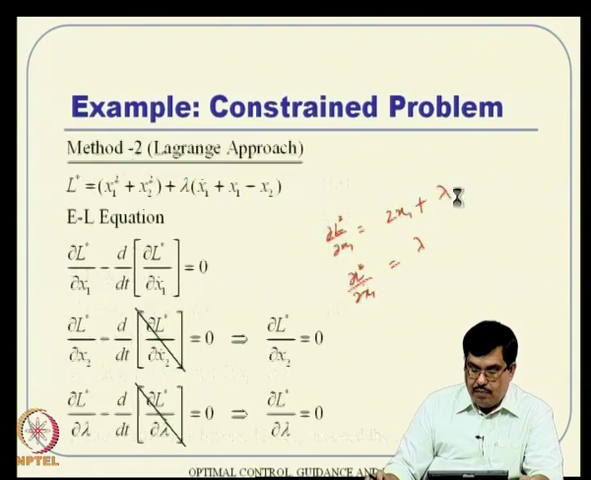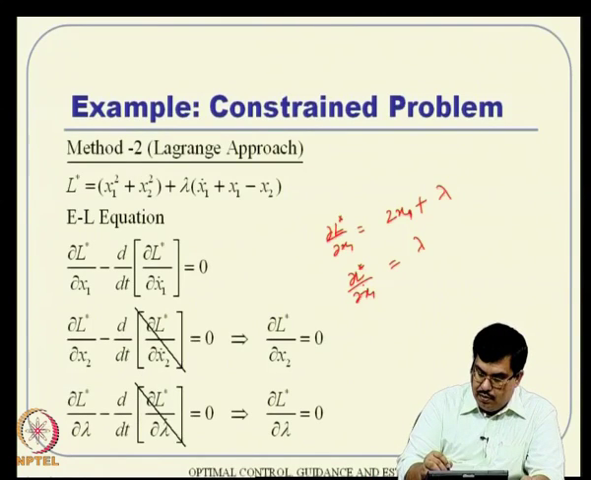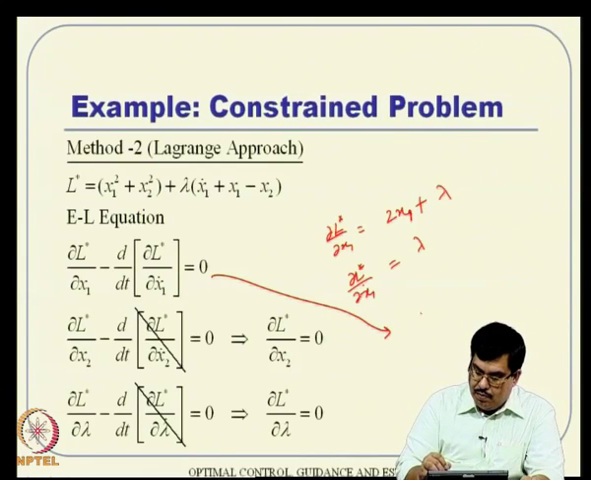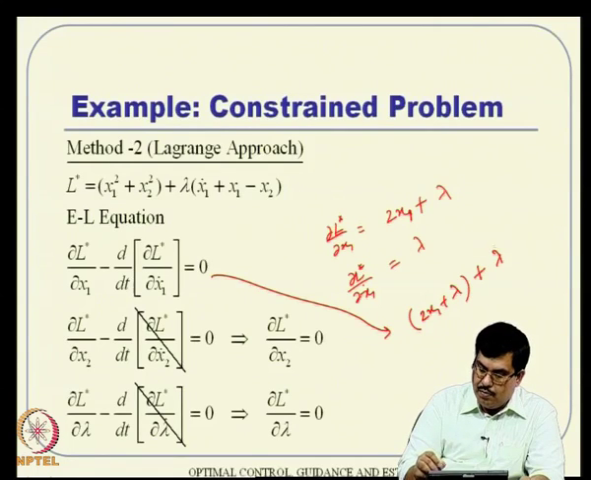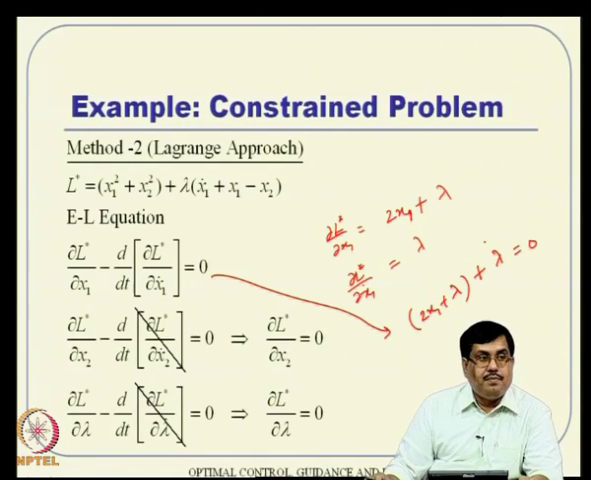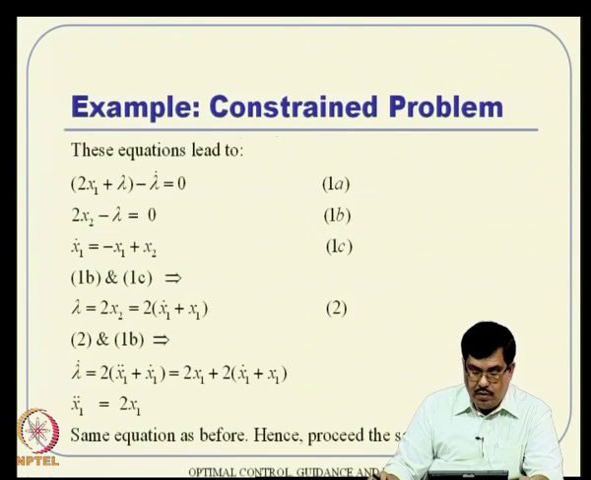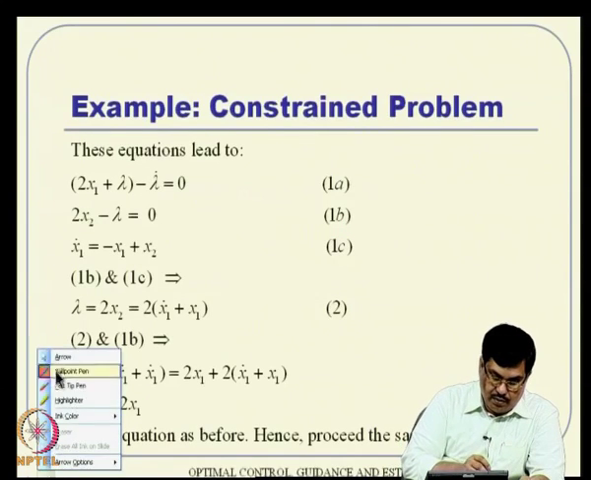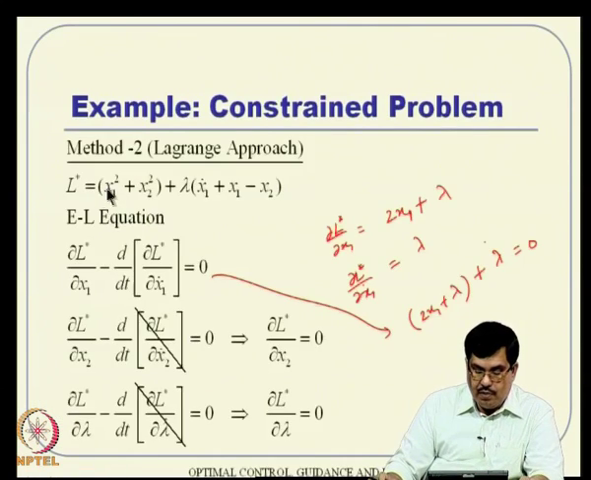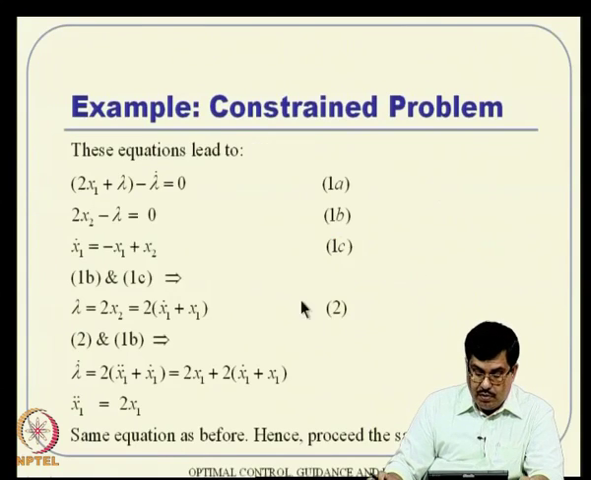So, what you have here is 2x1. When you substitute these two, you end up with 2x1 plus lambda from the first one, plus d by dt of lambda, that is lambda dot, equal to 0. That is what you are getting here. The very first equation is 2x1 plus lambda, then the lambda dot from the second one, equal to 0.